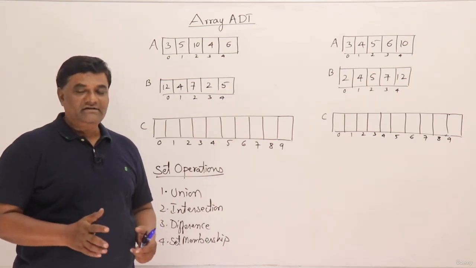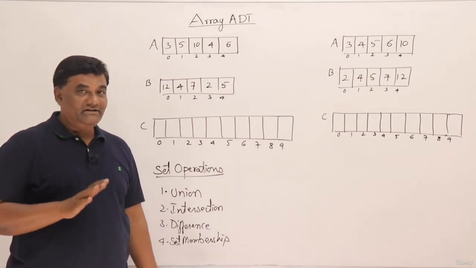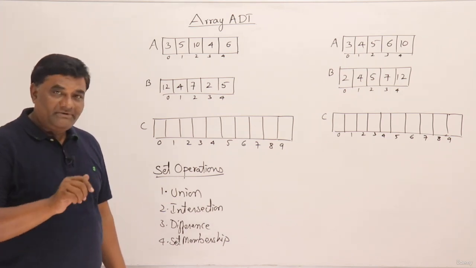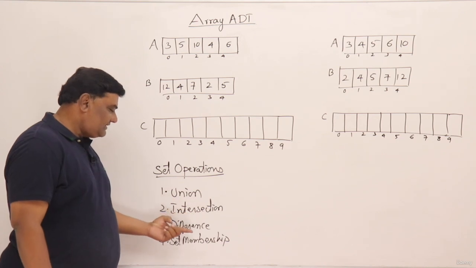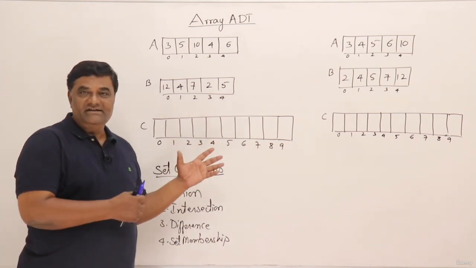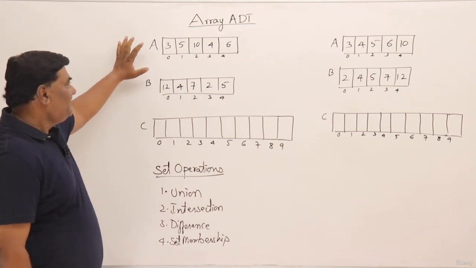Now let us look at set operations. If the sets are stored in an array, then how can we perform those operations? The operations are performing union of two sets, intersection and difference, and set membership. Here I have an example of two sets that are stored in arrays A and B.